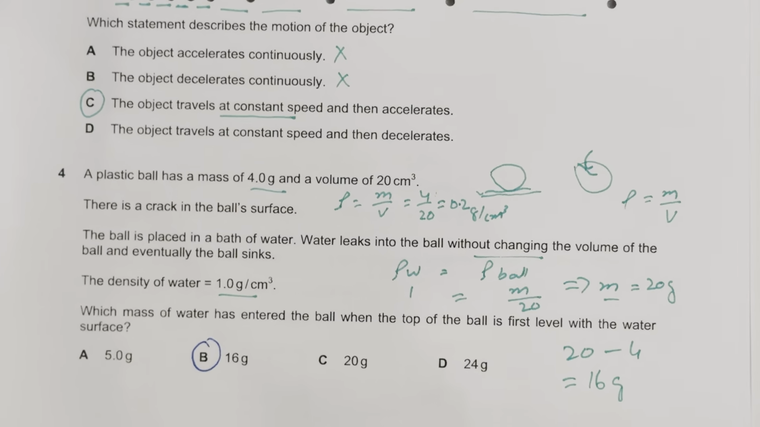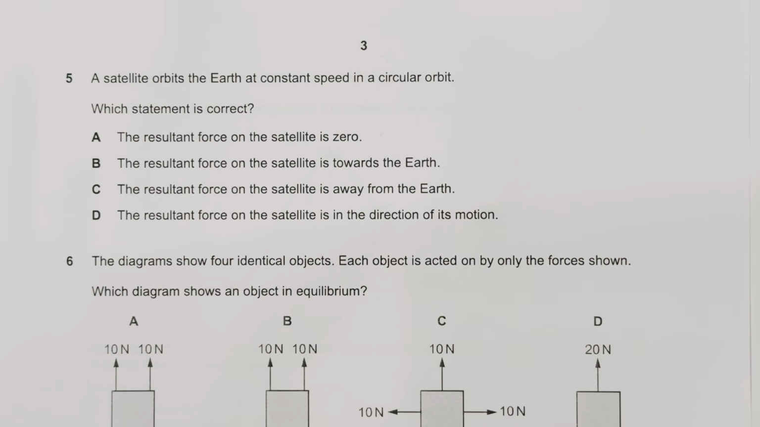Moving to question number 5. Question number 5 is that a satellite orbits the Earth at the constant speed in a circular orbit. Which statement is correct? The resultant force on the satellite is 0. The resultant force, because we know that when the object is moving in the circle, its direction is always towards the center, and when the satellite is moving, it means that the center should be at the Earth.